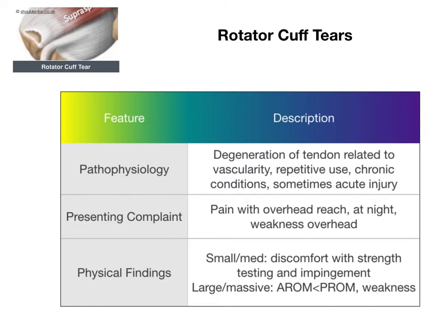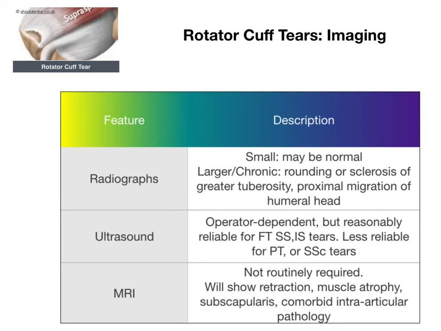Small to medium tears may demonstrate discomfort with strength testing and a painful arc, whereas large to massive tears may show an active range of motion deficit and clear weakness. Radiographs may be normal, but with advanced cases, the greater tuberosity may be gone, and Shenton's line may be disrupted with the humerus migrated proximally.